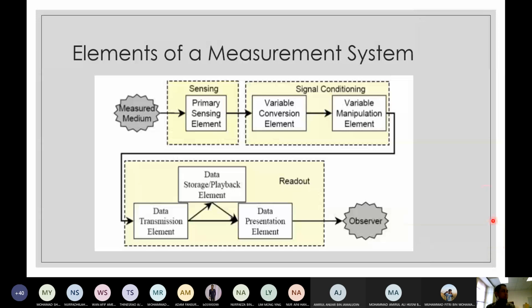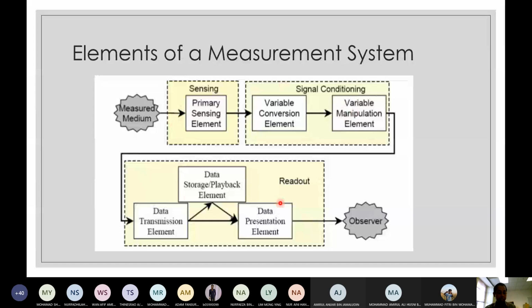Now we move on to elements of a measuring or measurement system. When we want to measure something, we can generally classify the parts of the measurement system into three. The first part is the sensing part. The second part is the signal conditioning part. And the third part is the readout part.